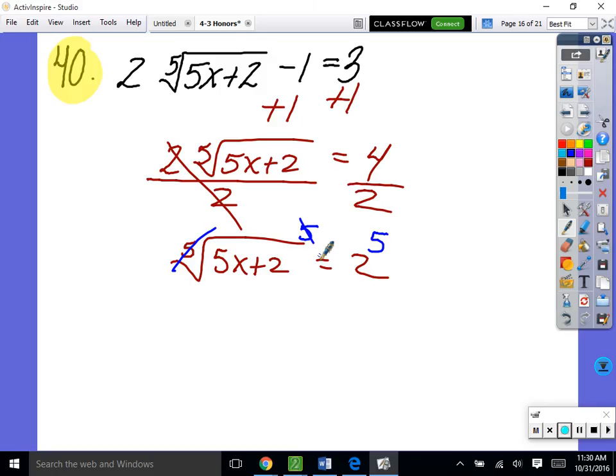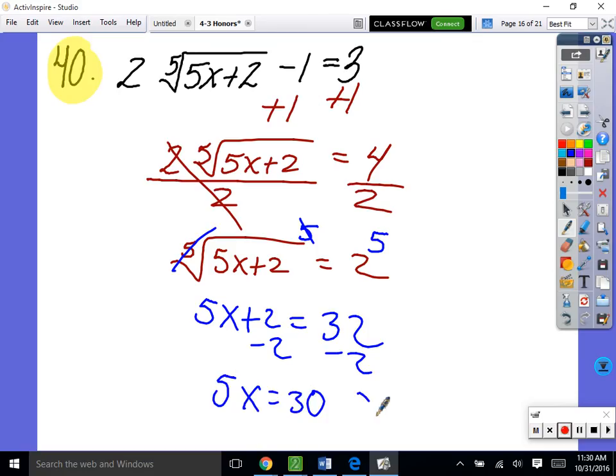2 to the 5th is 32. So we have 5x plus 2 equals 2 to the 5th. Then subtract 2, subtract 2. So we have 5x equals 30. Divide by 5, x equals 6. We would check it. So we're all good.